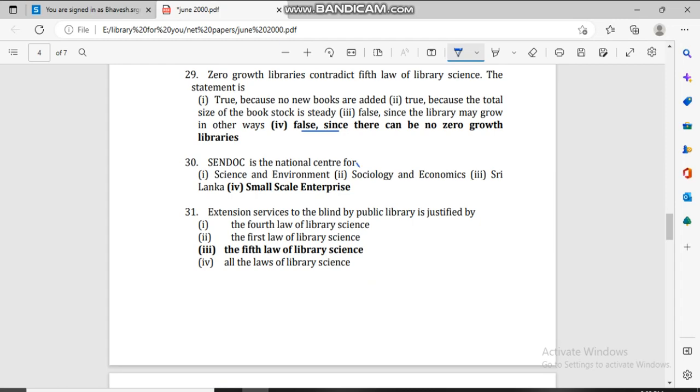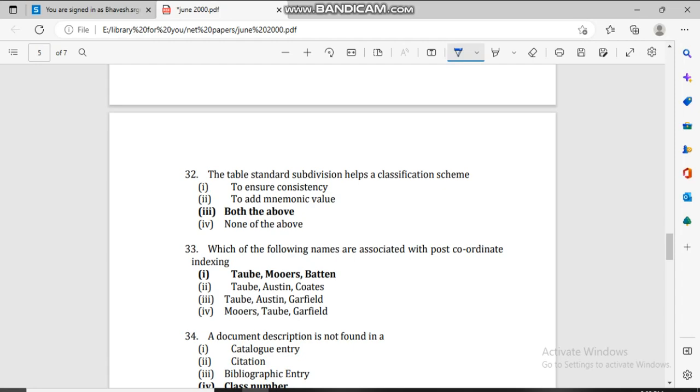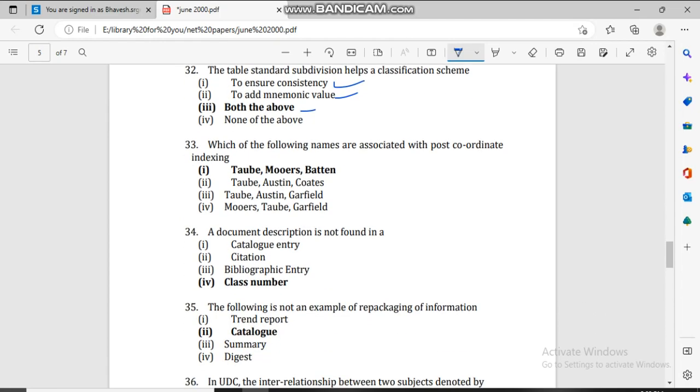SANDOC is the National Center for Small Scale Enterprise. Extension service to the blind by public libraries is justified by the fifth law of library science. The table of standard subdivision helps a classification scheme in both the above, that is to ensure consistency and to add mnemonic value. Which of the following names are associated with post-coordinate indexing? That is Taube, Mooers and Batten.